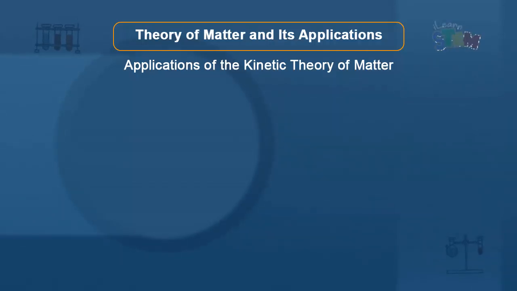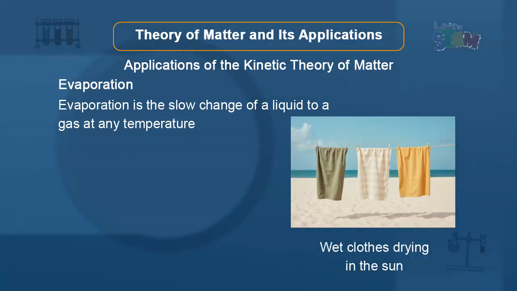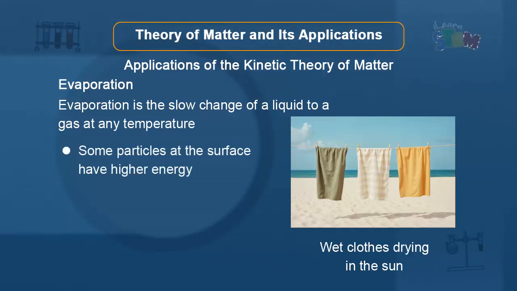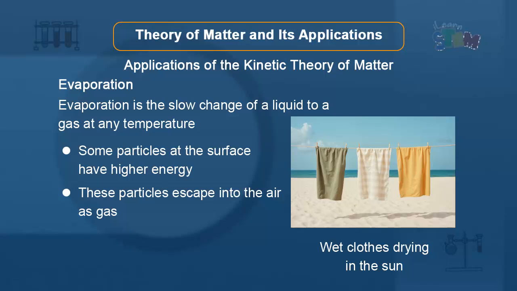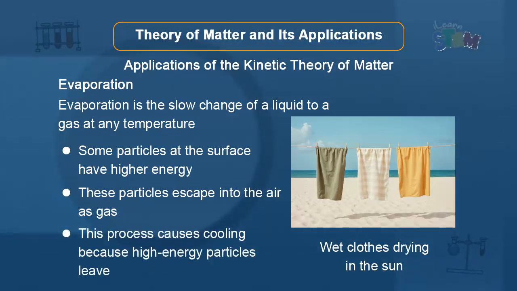Another process explained by the kinetic theory is evaporation. Evaporation is the slow change of a liquid into a gas at any temperature. A common example is wet clothes drying in the sun. Some particles at the surface of the liquid have higher energy and are able to escape into the air as gas. This causes cooling because the high-energy particles leave the liquid.